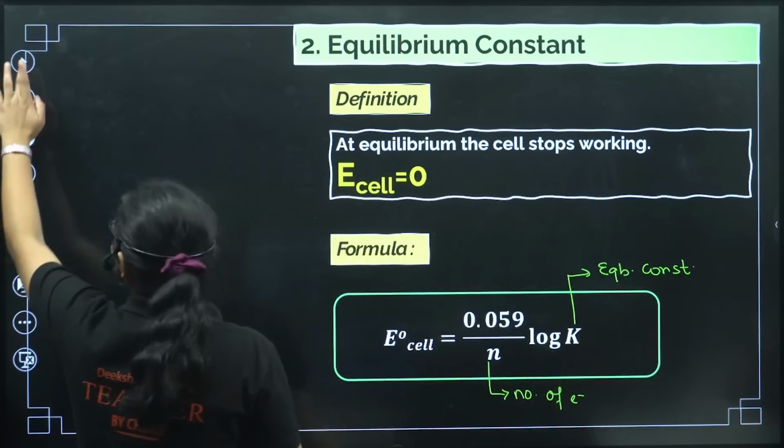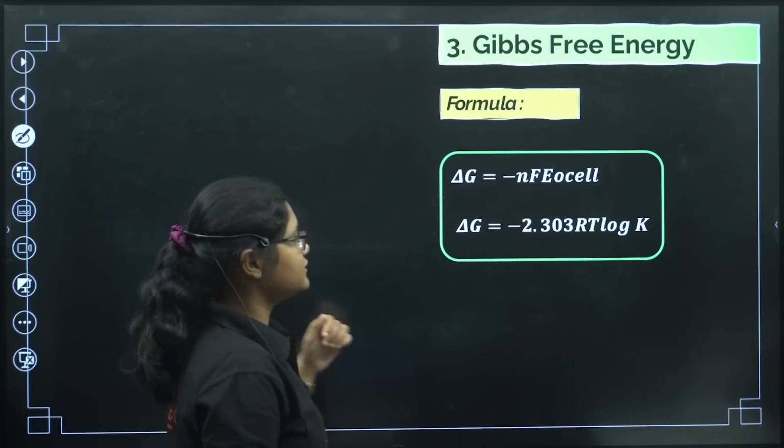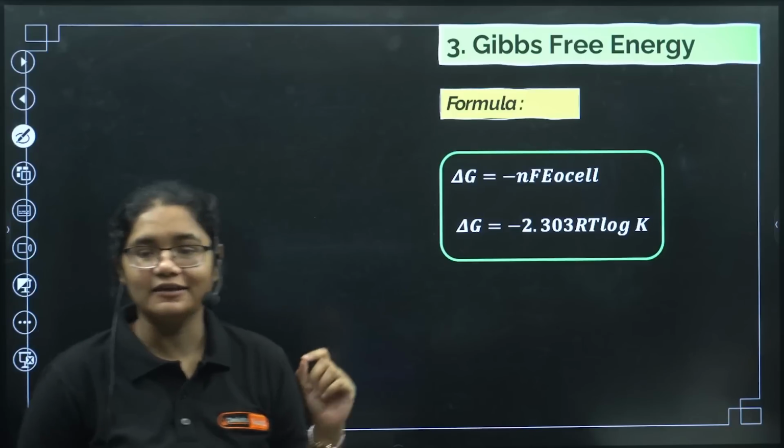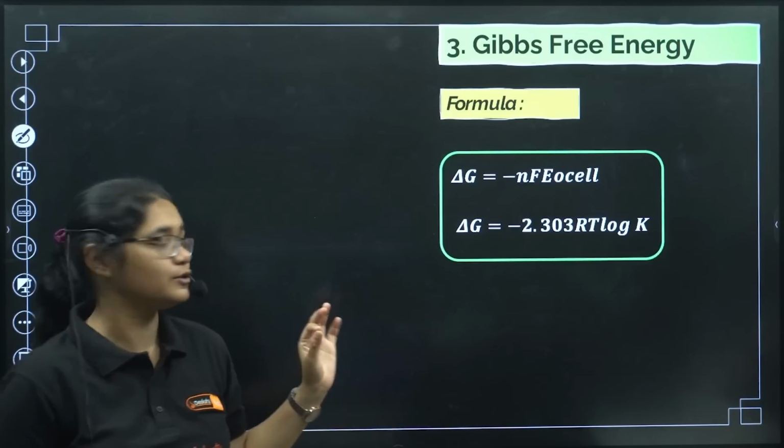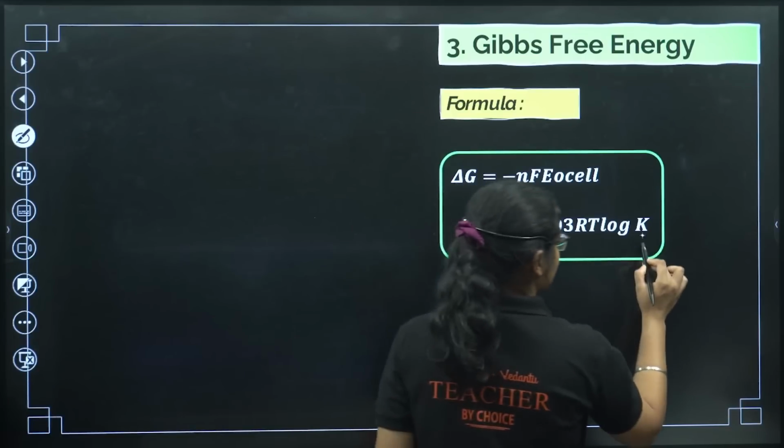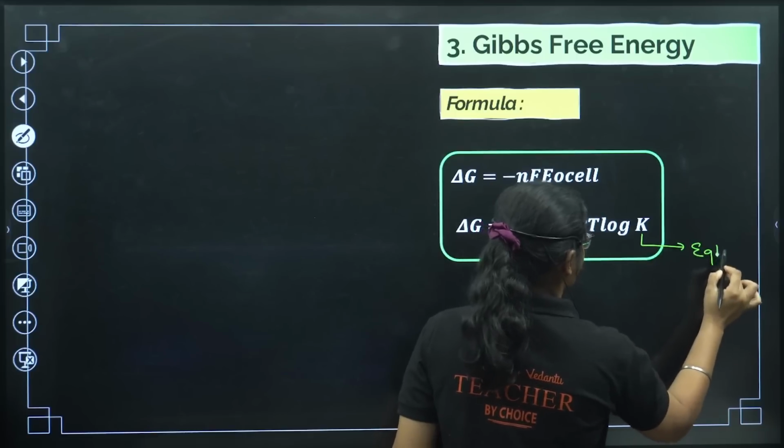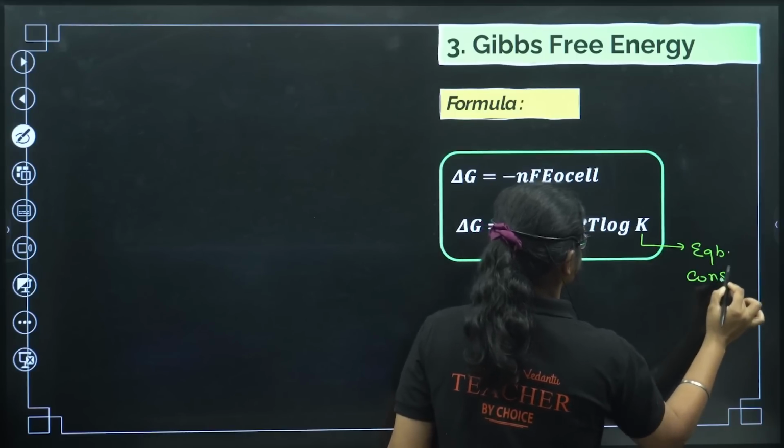Okay, next we have the delta G formula. Delta G is equal to minus nFE naught of the cell, and delta G is also equal to minus 2.303 RT log K, where K is again your equilibrium constant.